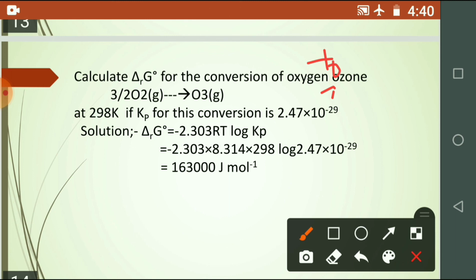3/2 O2 gas gives O3 gas at 298 Kelvin, if Kp for this conversion is 2.47 into 10 raised to minus 29.